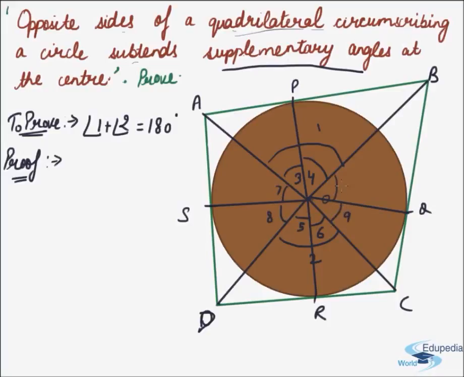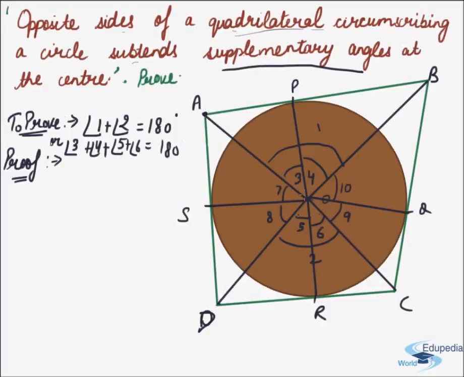9 and 10. Now in other words, we need to prove that angle 3 plus angle 4 plus angle 5 plus angle 6, that is angle 1 plus angle 2, is 180 degrees. Friends, for proof of this, let us first concentrate on the vertex A.